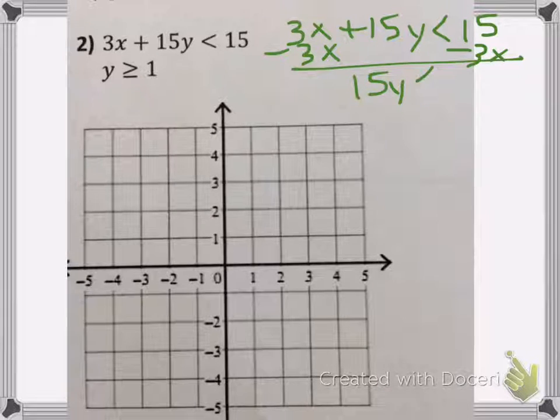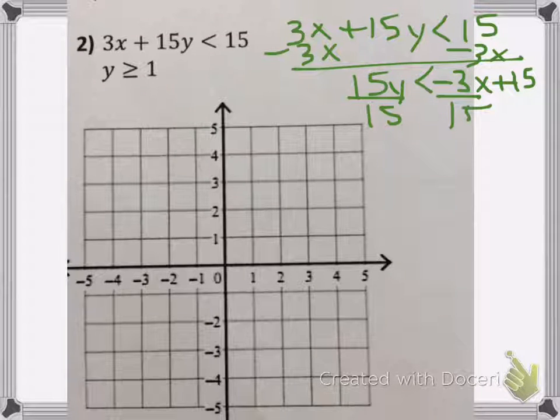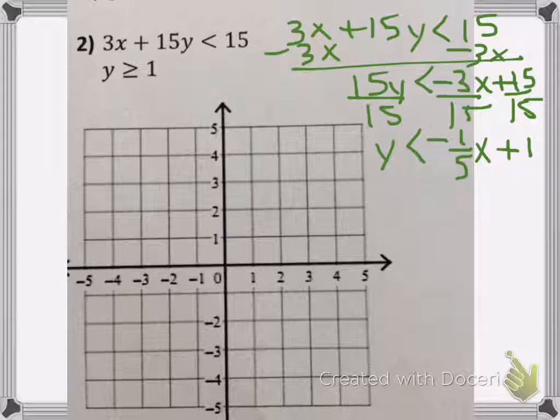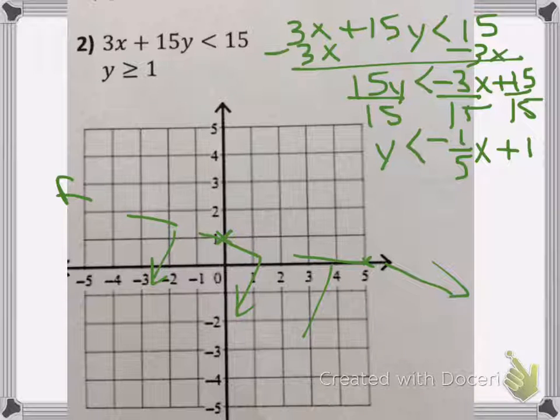So I get 15y is less than -3x plus 15. Divide both sides by 15. And I get y is less than -1/5 x plus 1. So I'm going to start up at 1, and I'm going to follow my slope down 1 over 5. So right there. My line is going to be dotted. I'm going to do my best to get this to go through those two ordered pairs. That was pretty pathetic. And then I'm shading everything less than that, so I'm shading this direction.